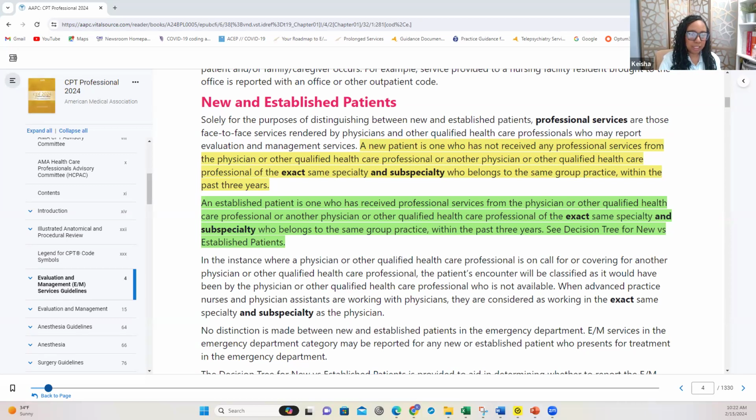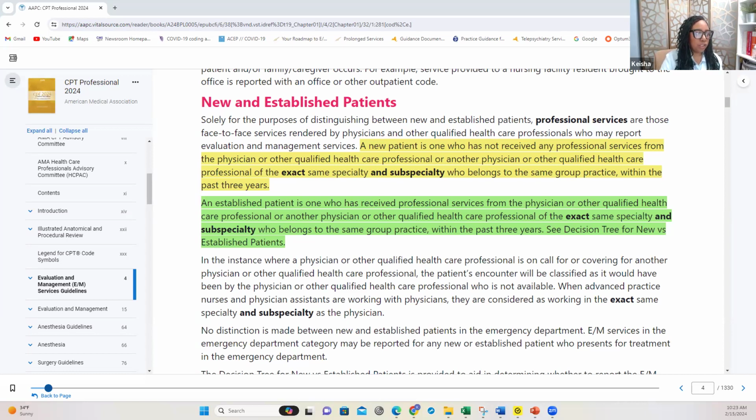Remember, you'll find this in your CPT book. It's right in the front before the evaluation and management guidelines. So you always want to go through this. Again, if you don't remember it, you know where to find it. I always say tab that section in your CPT book. So, a new and established patient, solely for the purposes of distinguishing between a new and established patient, professional services. Remember, these are the physician services, and this is what we bill on the 1500 claim form, right? So just the professional services we're talking about today, and not the facility side, which is completely different.